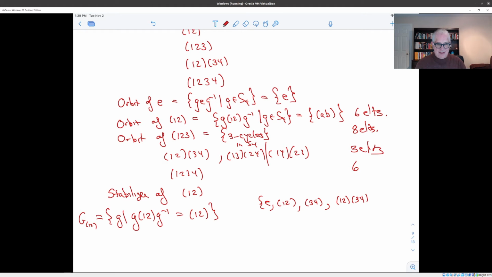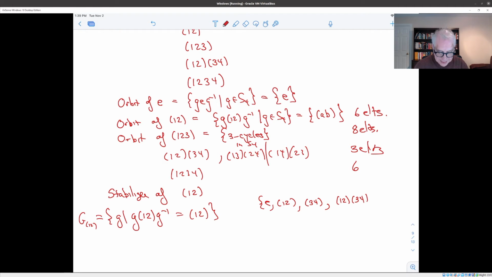Am I missing anything? Well, if you have a transposition which has either a 1 or a 2 in it, it's not going to commute with (1 2). Because we know that, for instance, if you use (2 3), the effect would be to replace this 2 by a 3, so it wouldn't commute. So we've already accounted for all possible transpositions which commute with it. Namely, they have to be (1 2), or they have to be disjoint from (1 2).